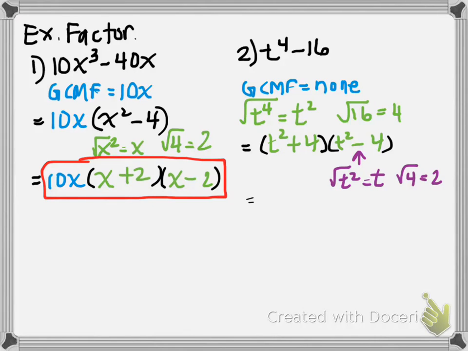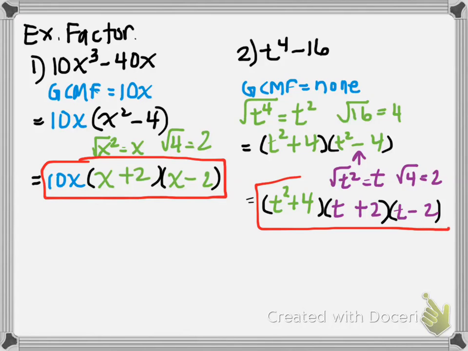So what that leaves me is my original binomial, which was the t squared plus 4. I cannot factor a sum of squares. But the second binomial, the t squared minus 4, factored into t's in front, 2's in back, one sum, one difference. The only one I need to check is the t minus 2 to see if it's the difference of squares. Neither t nor 2 are perfect squares, so I am done at that point. Okay. Next problem.